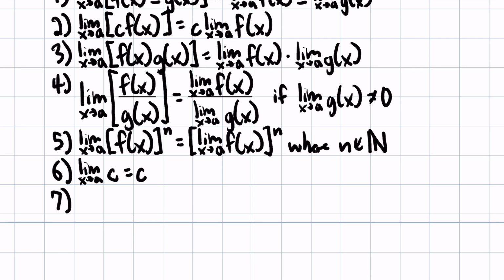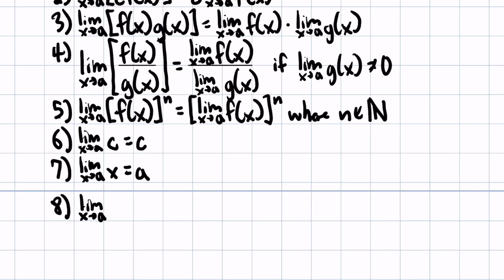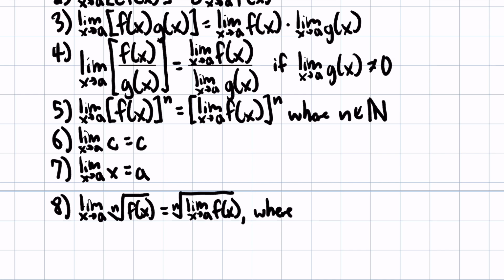And then our next one, we have the limit as x approaches a of x equals a itself, right? So we can basically just plug that in when it's just x itself. And then finally, we have the limit as x approaches a of the nth root of some function is just the nth root of the limit of that function. And again, this is where n is a positive integer or a natural number.